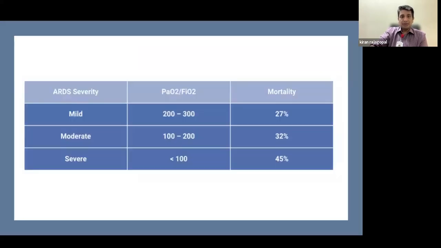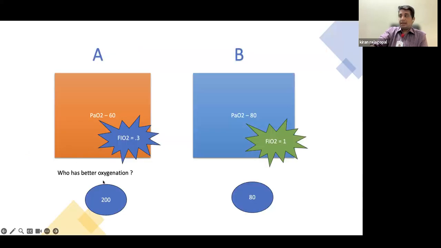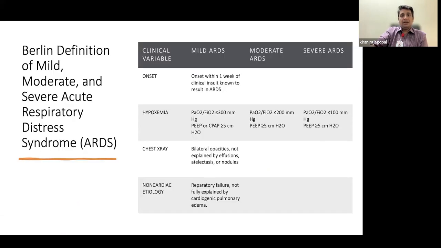Got the point? So our patient A has moderate ARDS, while patient B is having severe ARDS. Okay. So mild ARDS, the PF ratio less than or equal to 300, moderate ARDS less than or equal to 200, severe ARDS less than or equal to 100.